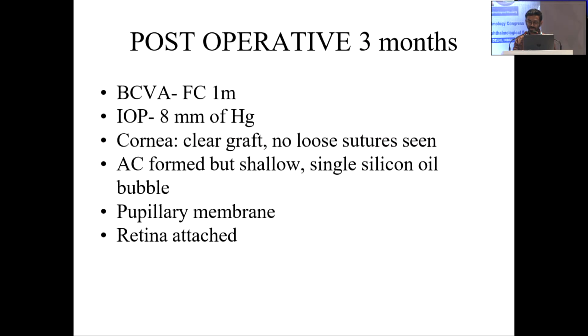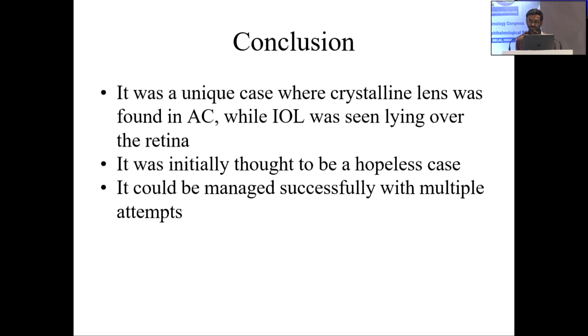Post-op at 3 months, the patient had a clear corneal graft with no loose suture and the retina was attached. This was a unique case where the crystalline lens was found in the AC and the IOL was seen on the retina. It was initially thought to be a hopeless case, but it could be managed successfully.